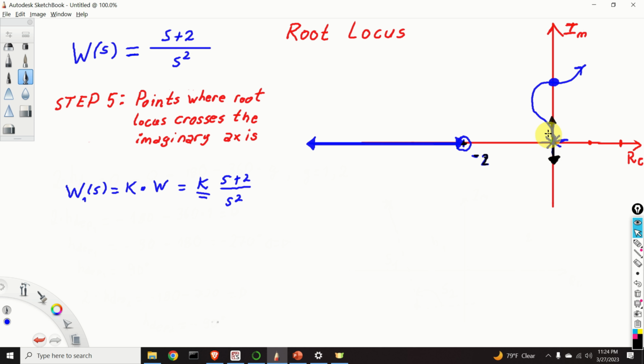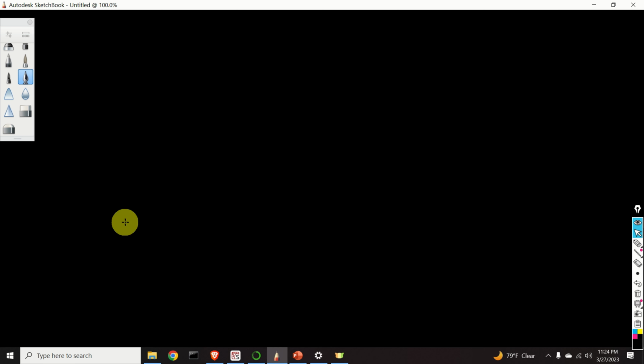However, as k is varying, the closed loop poles will vary, and the closed loop poles are given as the solution of the characteristic equation. And the characteristic equation is given by this formula: 1 plus k times (s plus 2) divided by s squared equal to 0. From where does this formula come from?